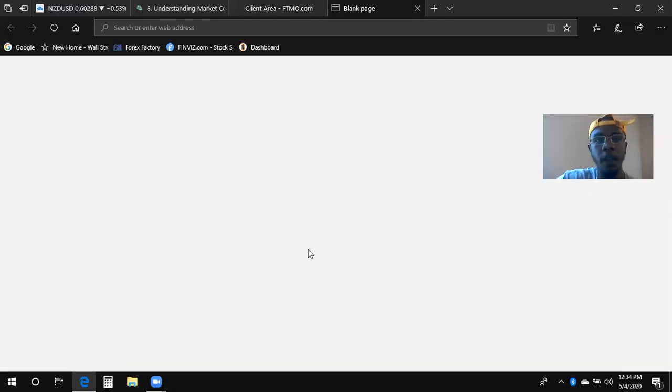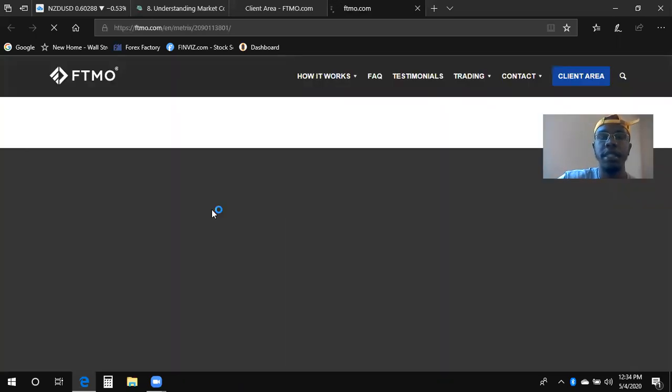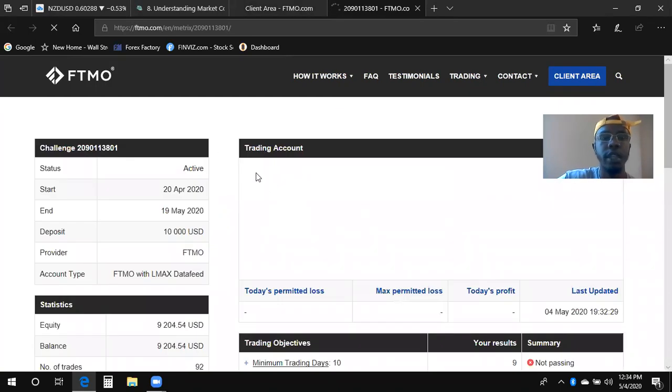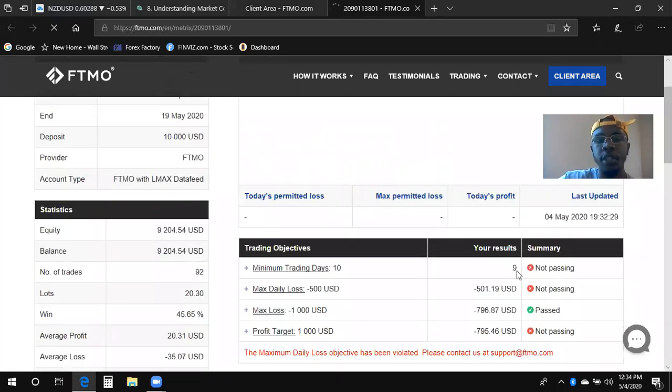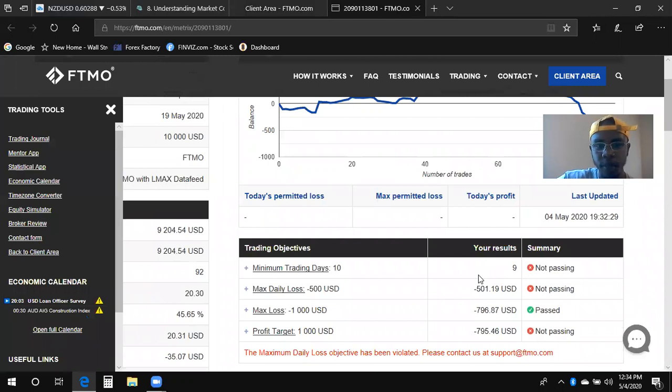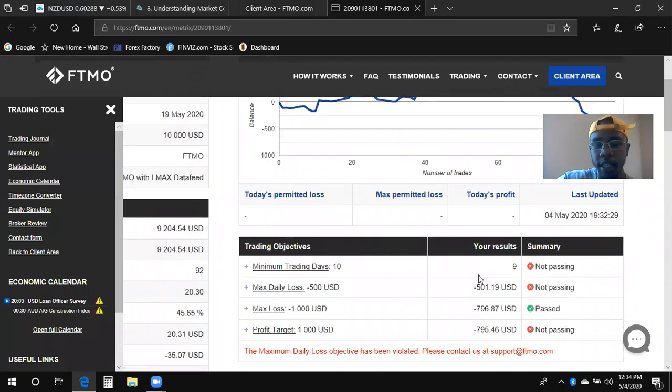Here, open it up, because it's going to show you each trade that you were taking on the days. It really gets detailed, and this is what helps you grow as a trader. And this is why it's so important to study. So off top, looking right here, it says minimum trading days has not been met yet. 9 trading days. Maximum daily loss, 500, is $500.